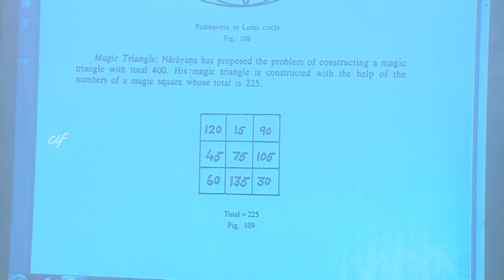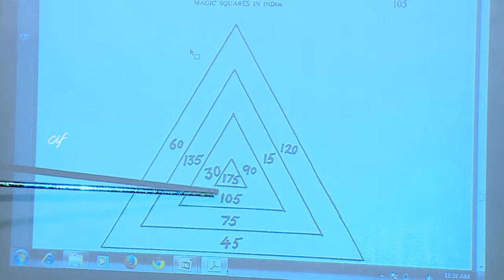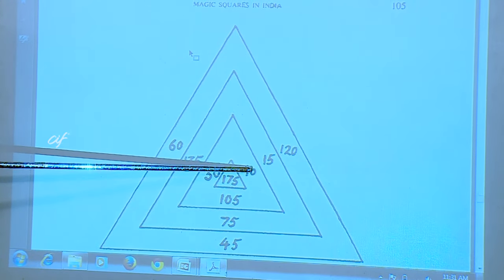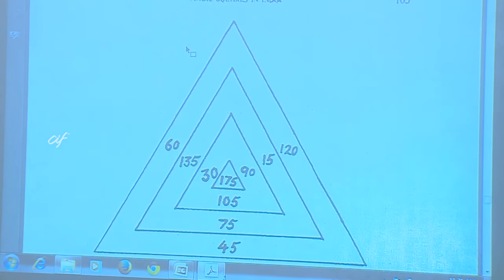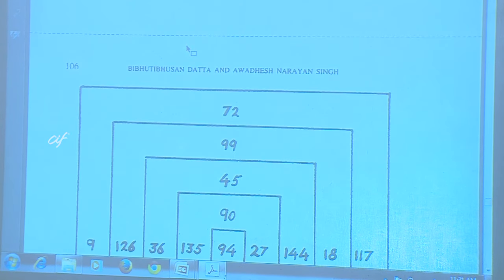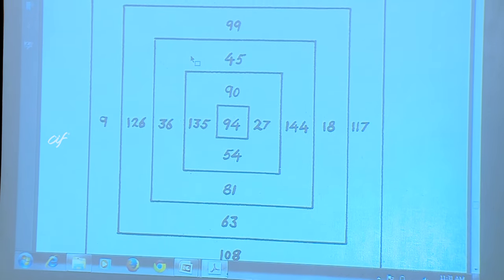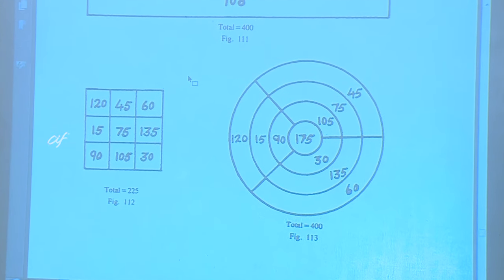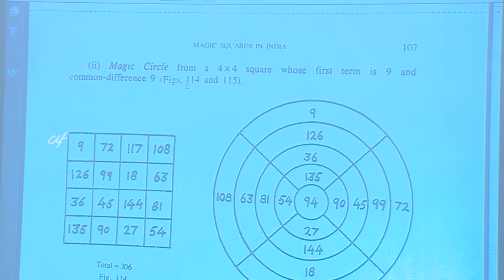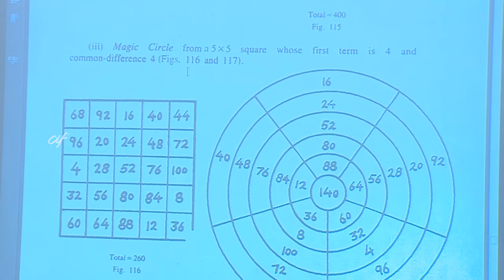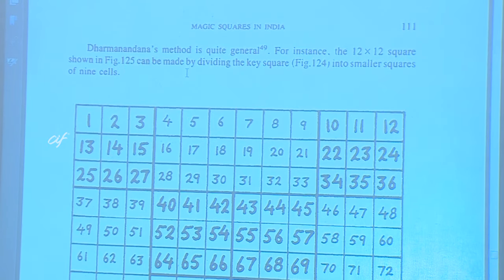Suppose we have a magic square, he makes it in the form of a magic triangle. So 1, 2, 3, 4, 5, 6, 7, 8, 9. Those 9 numbers in a magic square are written in the form of a triangle. This is for 16 numbers in a 4x4 square written like this. This again is transformed into a circle. Again, a square is transformed into a circle. 5x5 transformed into a circle. It goes on.